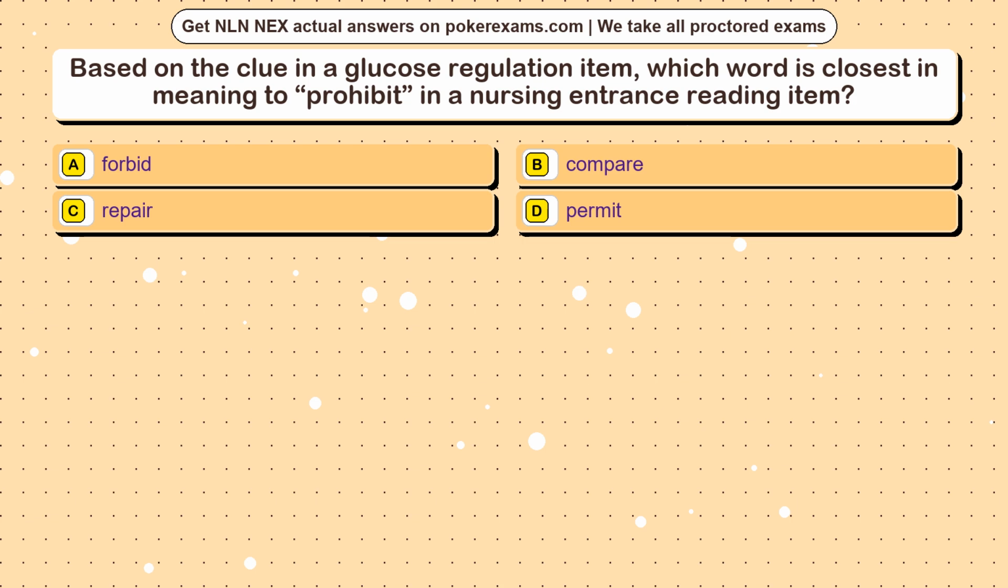a nursing entrance reading item? Option A, forbid. Option B, compare. Option C, repair. Option D, permit.